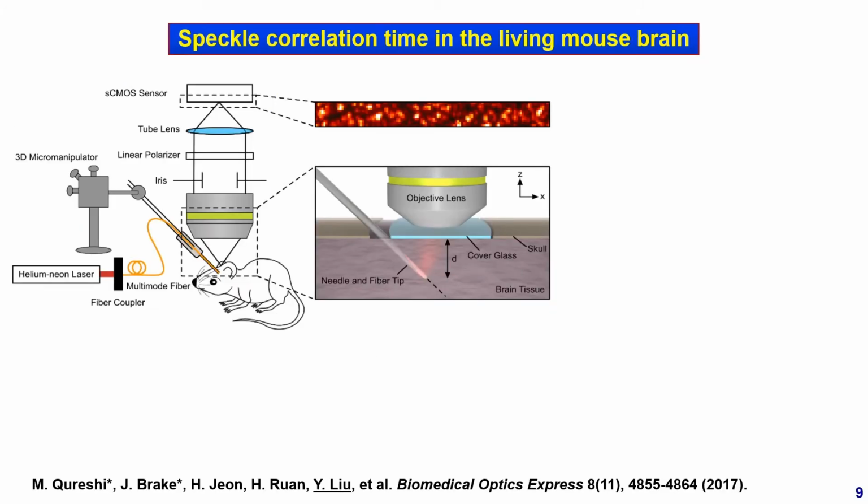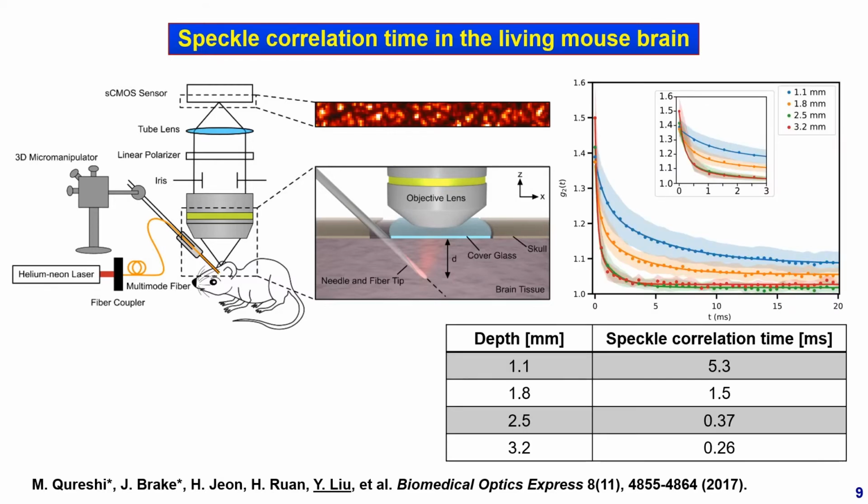We also measure the speckle correlation time in the living mouse brain. We insert a fiber into the brain to create a point source and then measure the speckle patterns outside the brain. The result shows that the speckle correlation time decreases with increasing depths, and it becomes shorter than 1 millisecond at a depth of around 2 millimeters. Because feedback-based wavefront shaping methods generally takes much longer than a millisecond to achieve a focus, we need to improve its speed or use some other methods for in vivo applications.